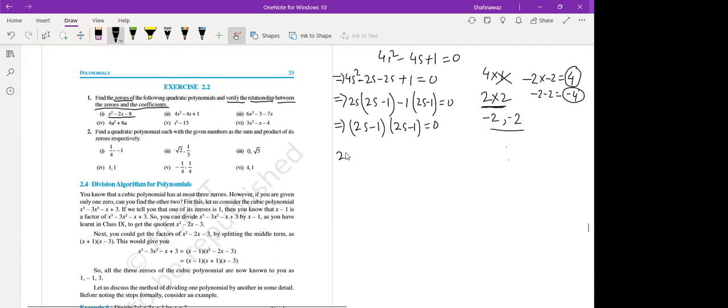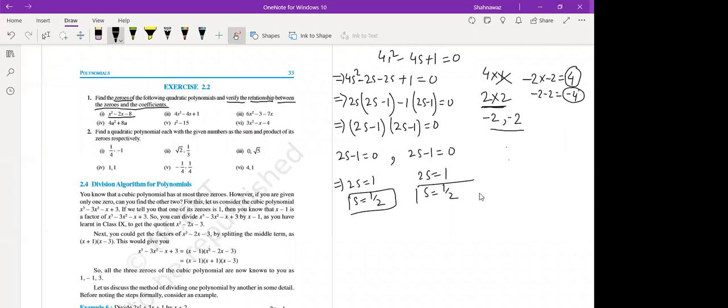So this is 2s minus 1 equals 0, and 2s minus 1 equals 0. So 2s equals 1, s equals half, right? Similarly, 2s equals 1, so s equals half. So these are the alphas and beta.